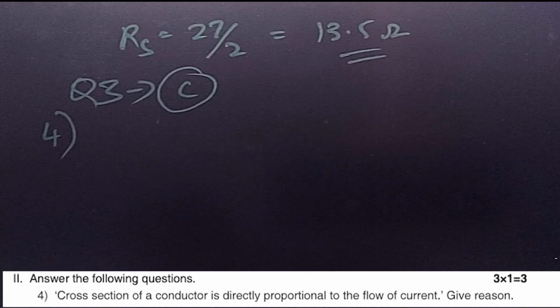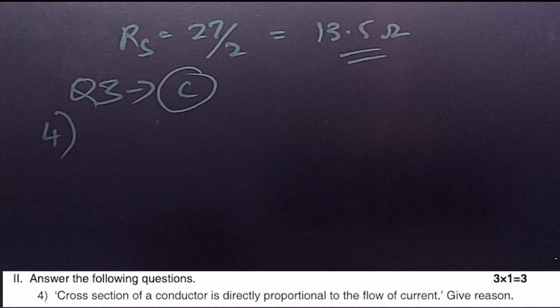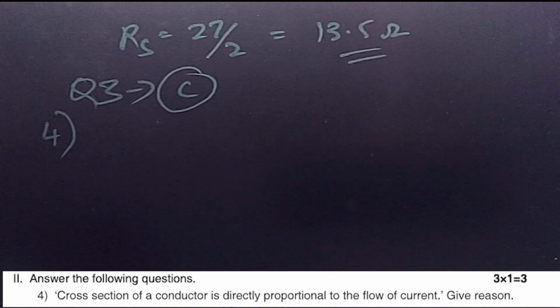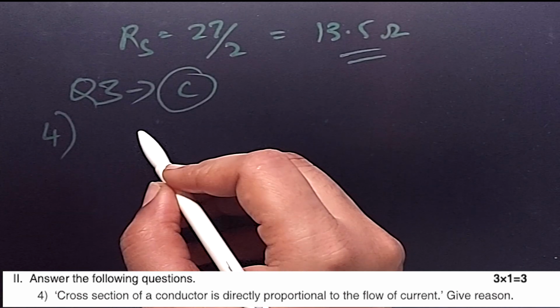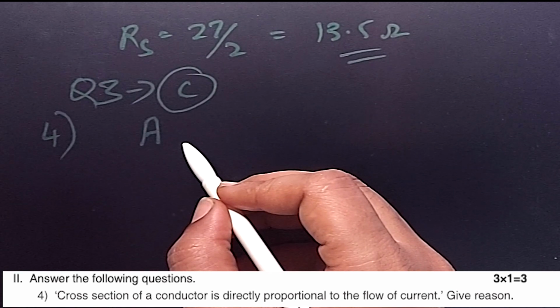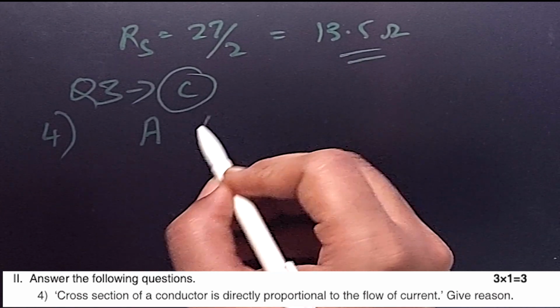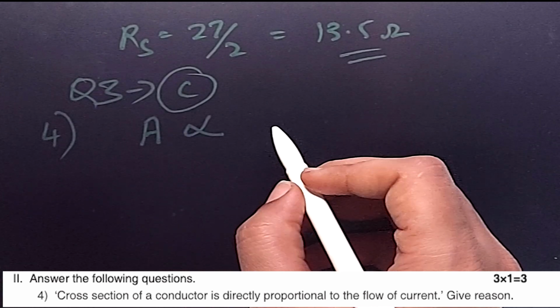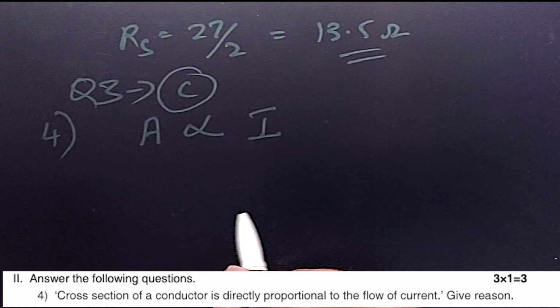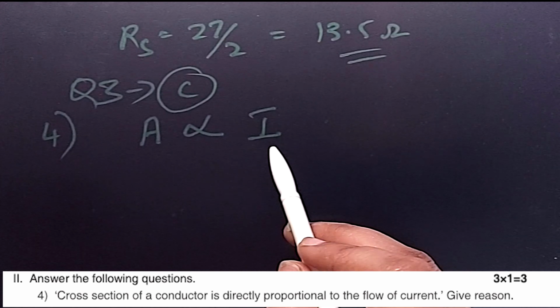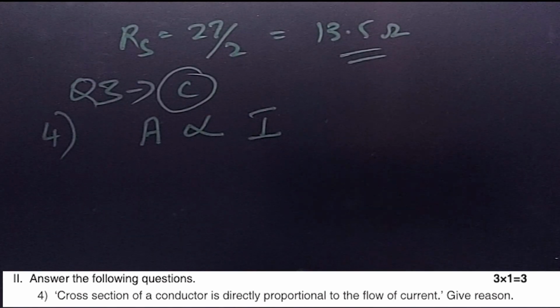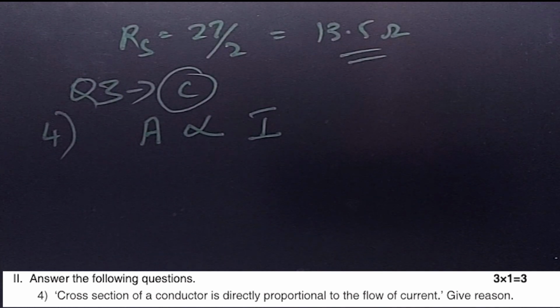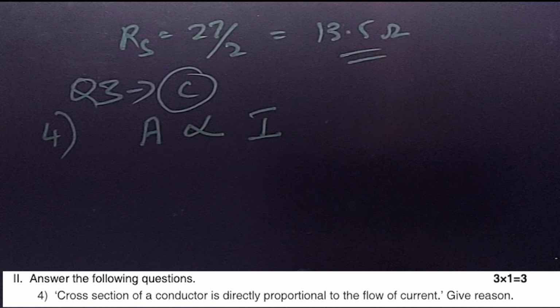Area of cross section of a conductor is directly proportional to the flow of current. Give reason. So they are telling that area of cross section, for which we use capital letter A, is directly proportional to the flow of current. Current is denoted by the capital letter I. In physics, you have to keep in mind that whenever you're supposed to justify your answer or give reason for the answer, we always have to go back to the formula and give our justification as a proof.